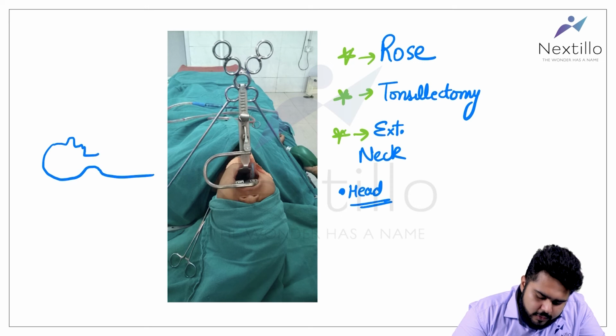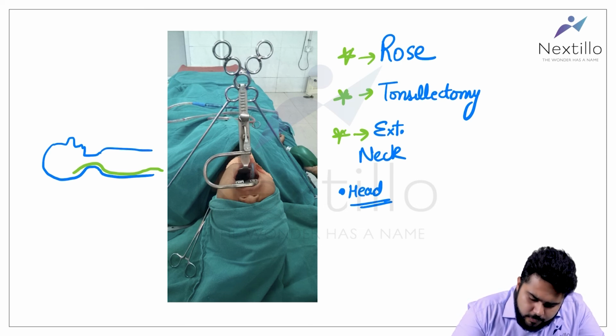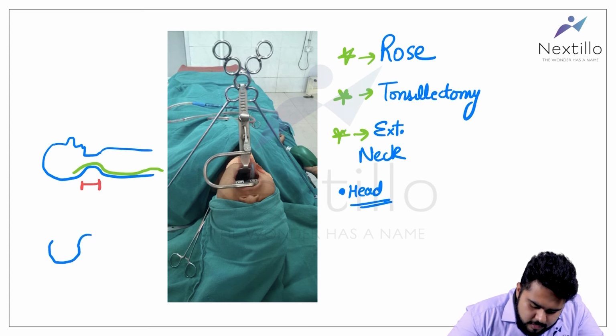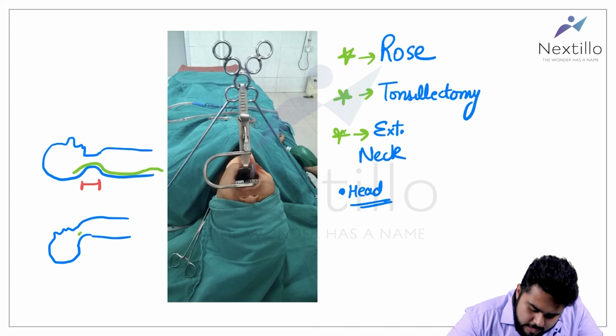I'll draw as I always draw, our helpful friend who will help us learn. This is the vertebral column. This is normal. Now, if I have to extend only the neck, the person's neck will go back, his head will be still like this. So extension has occurred at the neck. Neck is fully extended. Head is still like this.